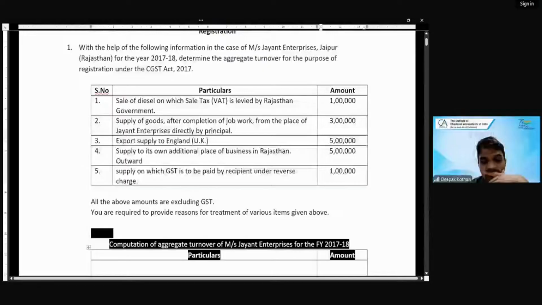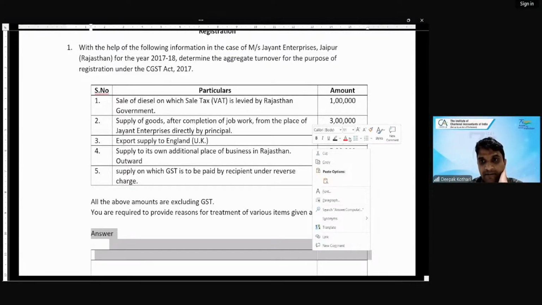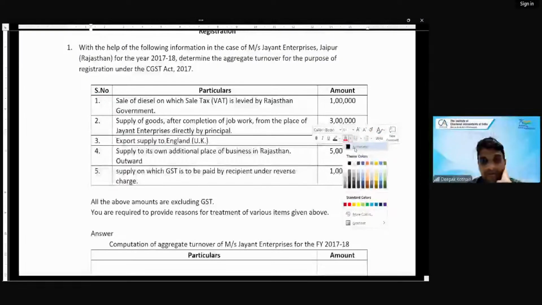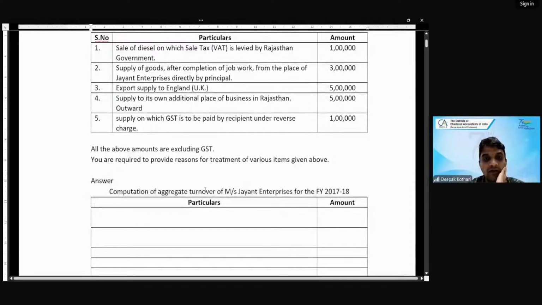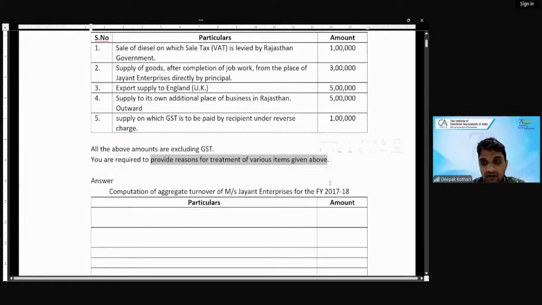Presentation, as I always say, presentation is important. How do you present your answers? First is computation of aggregate turnover. And the question already says that you are required to provide reasons for treatment of the various items. So which we will anyways provide, depends on the number of marks awarded to the question. Based on that, you will decide whether a reasoning is required or not. Generally, if you give reasons for your answer, that will carry weightage.